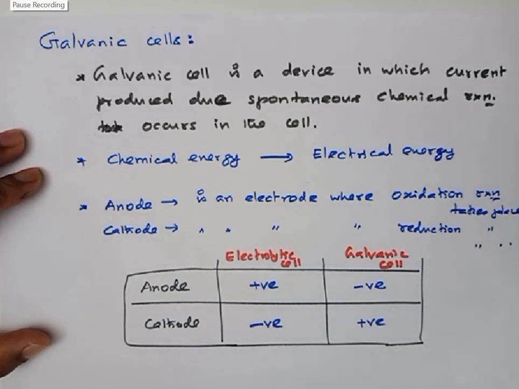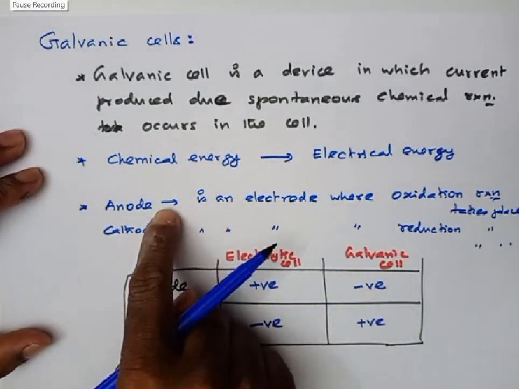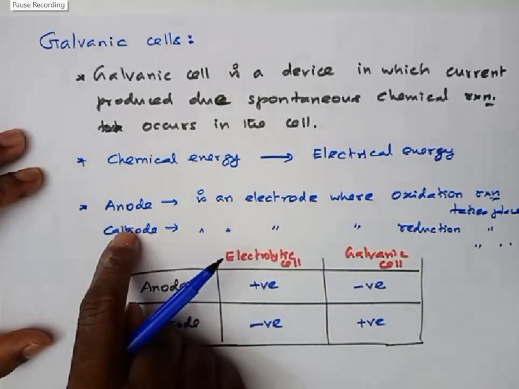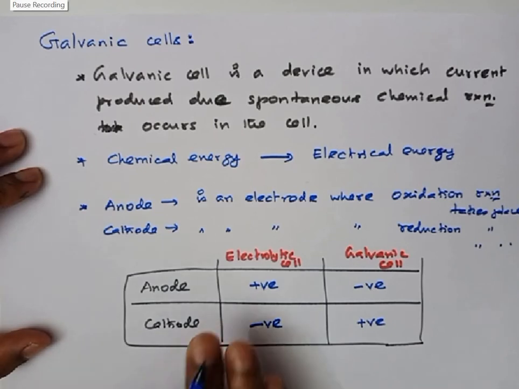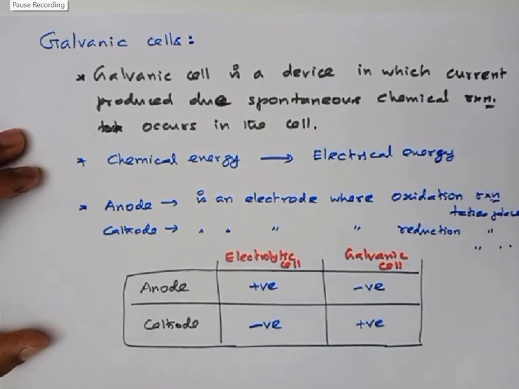Listen, the reaction occurring on the electrode is the same. Oxidation always occurs at the anode. Reduction always occurs at the cathode. This is the same whether it is an electrolytic cell or a galvanic cell. But the polarity or charge on the electrode is not the same. So this is a very important point, but a very basic point also.